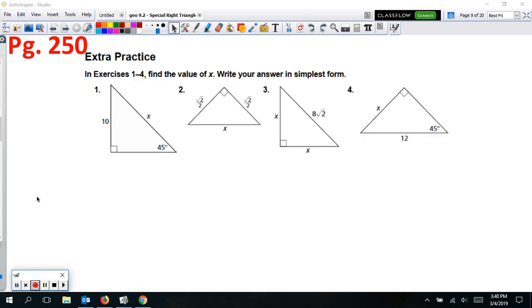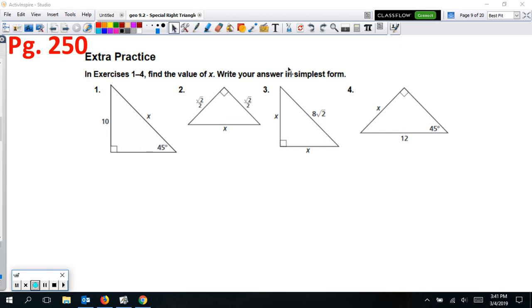Okay, so on page 250 in your extra practice, 1 through 4, we're going to find the value of x, write the answer in simplest form. So these are all going to be 45, 45, 90 right triangles, as you can kind of see. So there's a 45 on that one, so if this is 45, the other has to be 45 as well. On number 2 you can tell that these legs are the same, so these angles would have to be both 45s as well. Same thing with this one, they're both x, so they're both the same. They're going to be both 45s, and there's another 45 in this one. So these are definitely showing you 45, 45, 90 on all 4 of them.